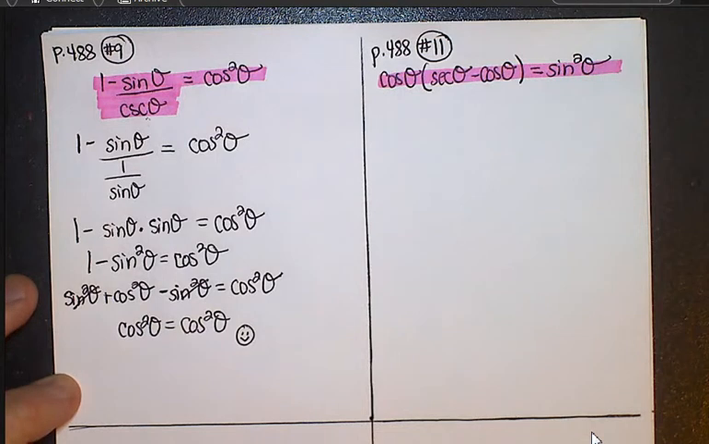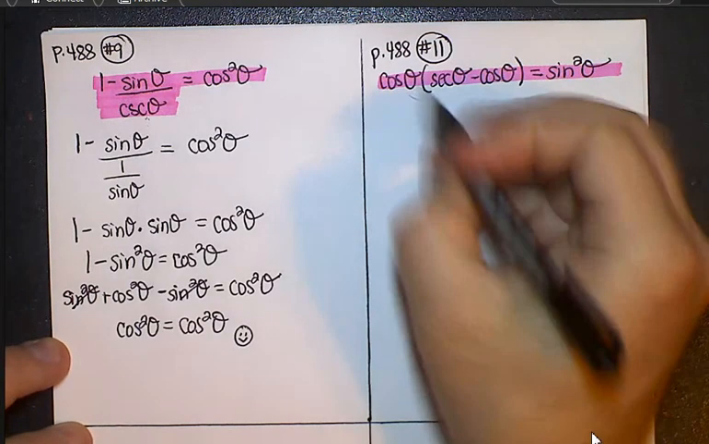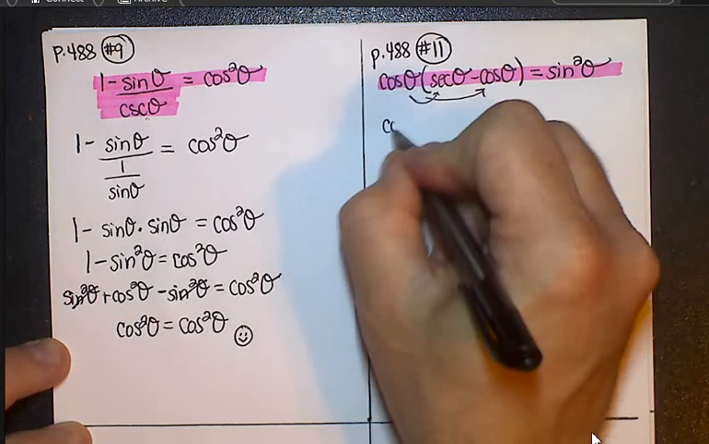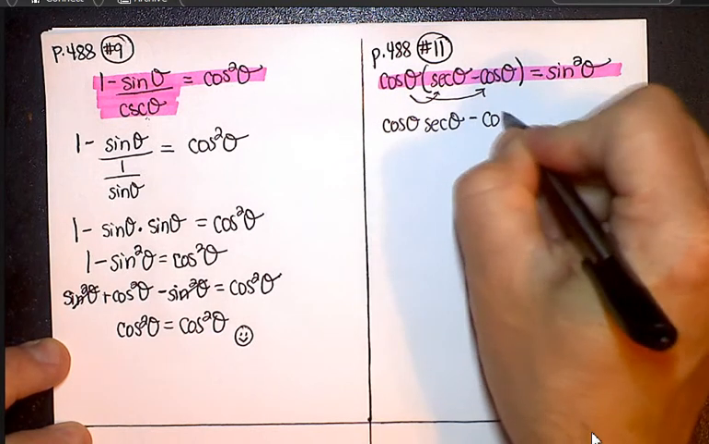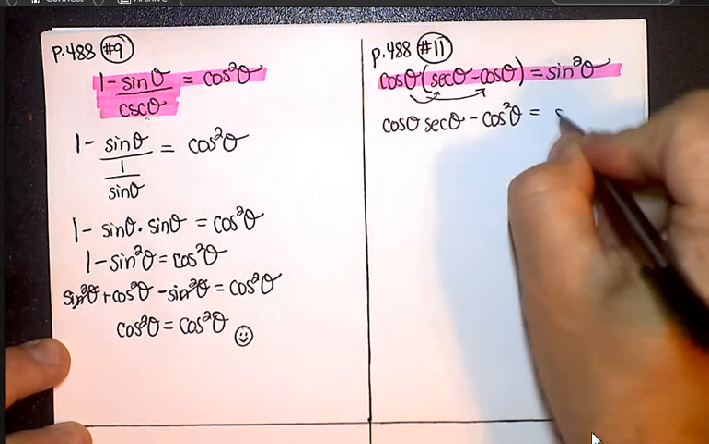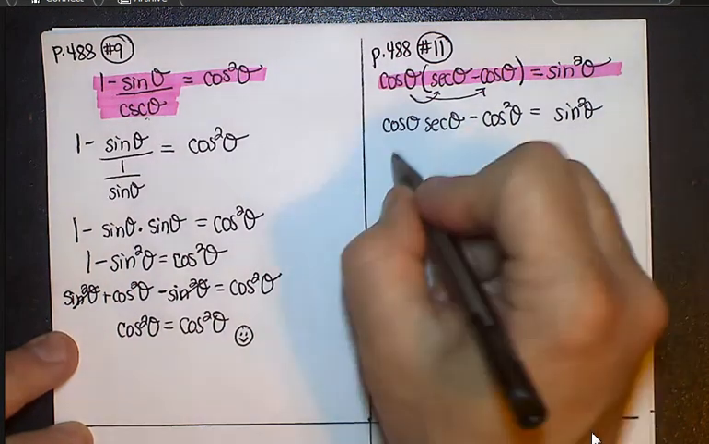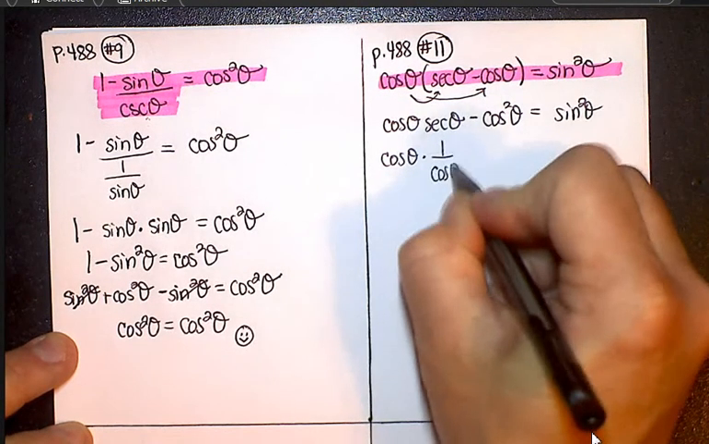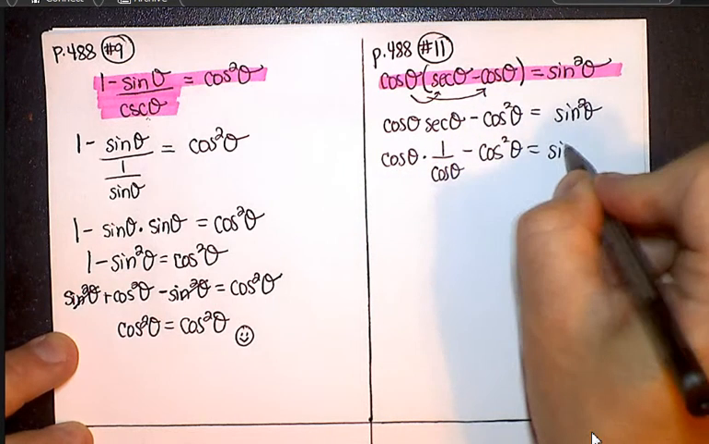Next one, page 488, number 11. Before I change this one, all I'm going to do is distribute the cosine through. So I'm going to take care of that and that. And so that's cosine theta, secant theta, minus cosine squared theta is equal to sine squared theta. I'm then changing secant in terms of sines and cosines. That's going to be 1 over cosine minus cosine squared theta is equal to sine squared theta.